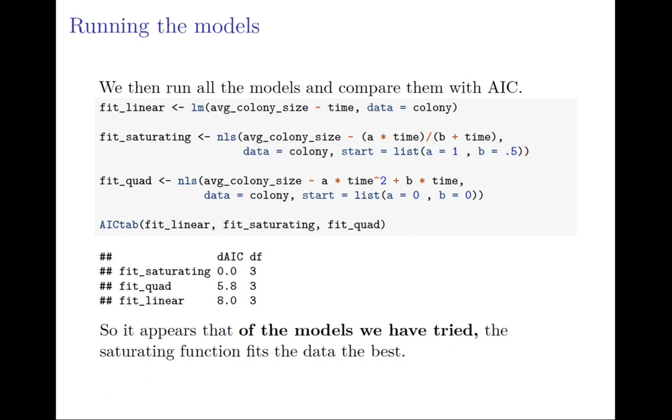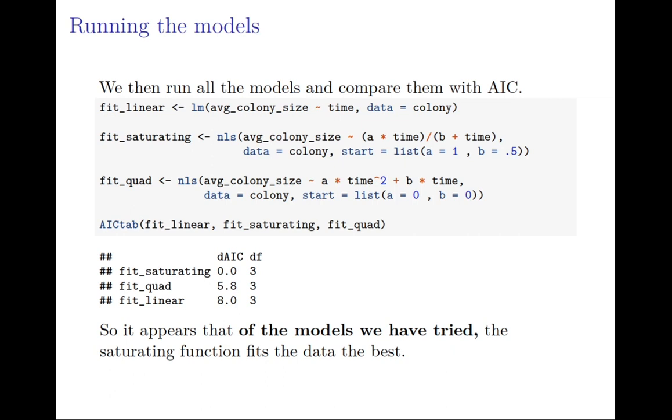And as a note, the AICtab is in the bbmle library. I just like this one. So, okay, and so what we see based on our delta AIC, so the best fitting model is always going to be a 0, and then this looks at the difference between the AIC values for the best fitting versus the second best versus the third best, etc. And because our quadratic model is more than 5 points, right? It's more than 2 points away from our saturating model.